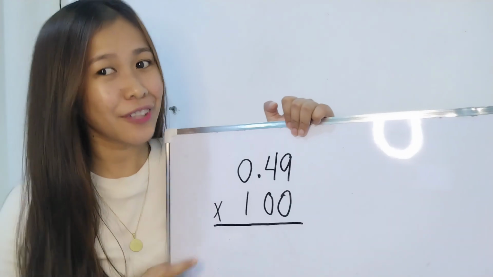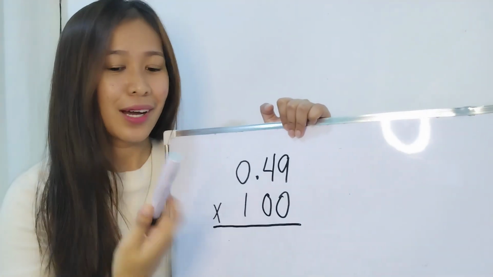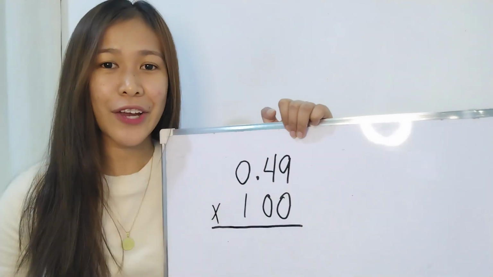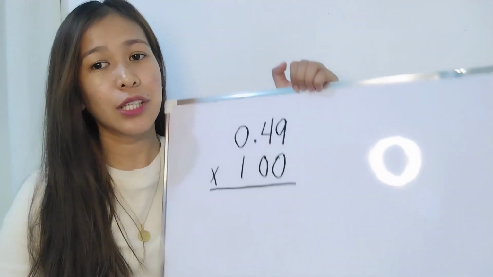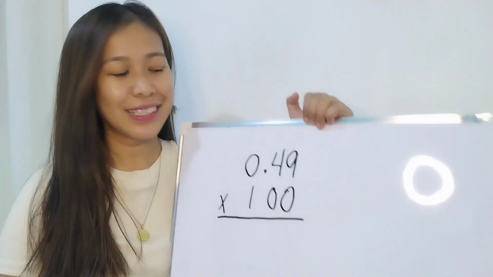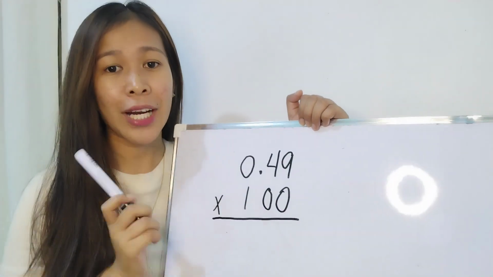Ayan, itong aking whiteboard and itong aking pentel pen or whiteboard pen. Ayan, so ito sasagot tayo ng tanong dito sa TikTok. So sabi niya is paano daw to? Sana daw mapansin. Ayan. So we have here 0.49 times 100.